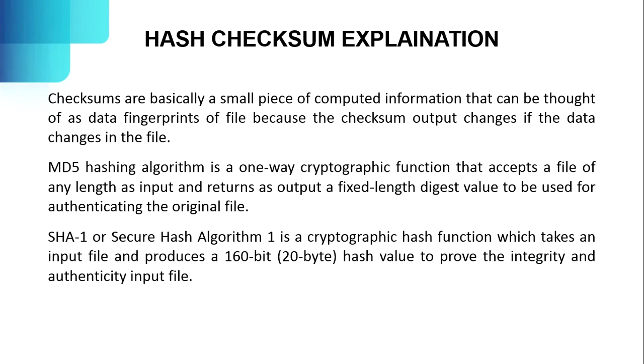Hash checksum explanation. Checksum are basically a small piece of computed information that can be thought of as data fingerprint of files, because the checksum output change if the data change in the files. MD5 hash algorithm is one-way cryptographic function that accepts a file of any length as input and return as output a fixed length digest value to be used for authenticating the original file.